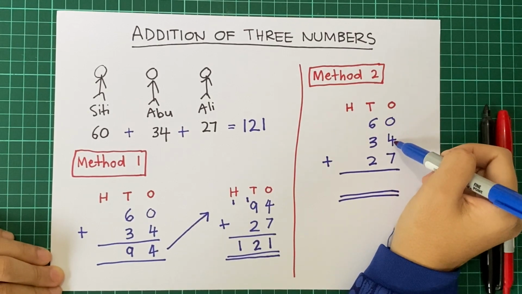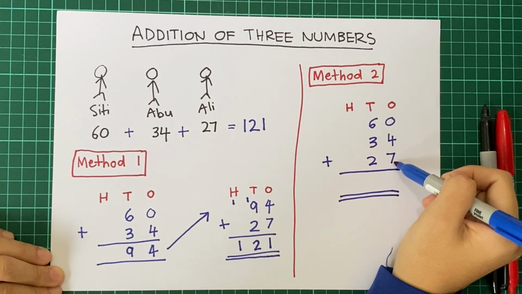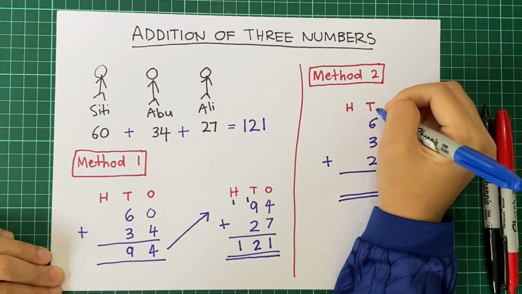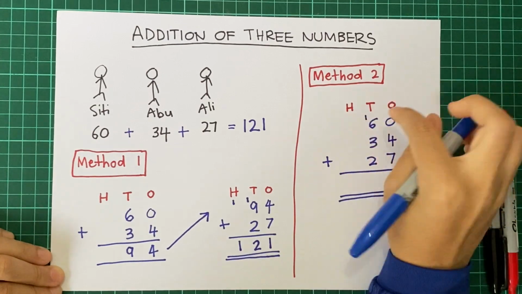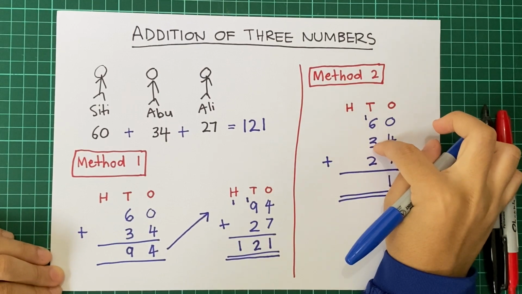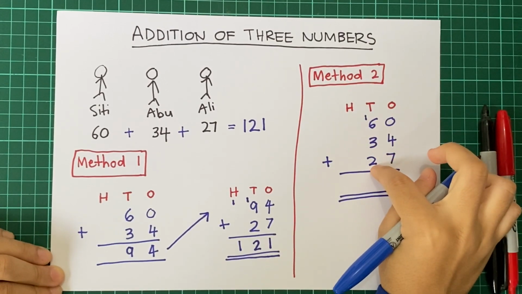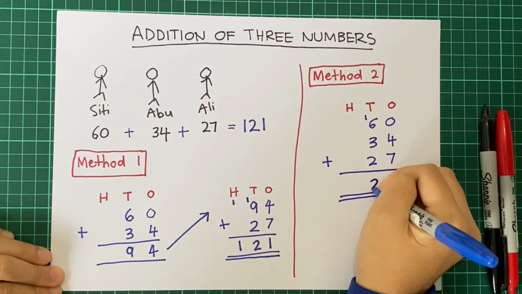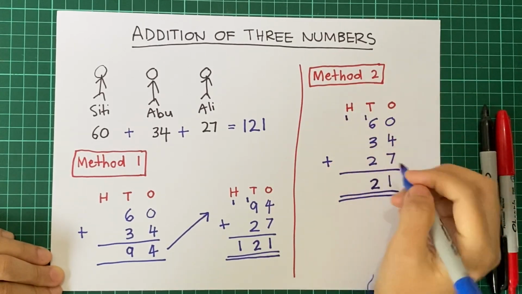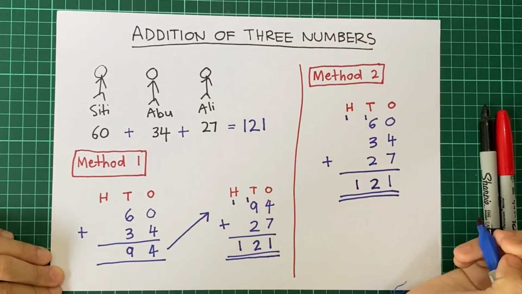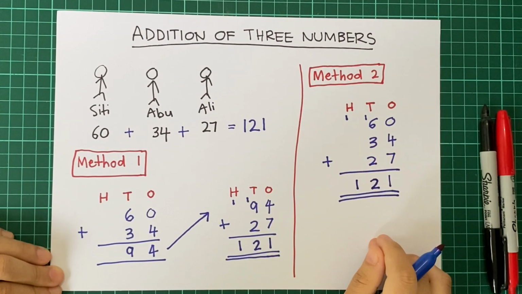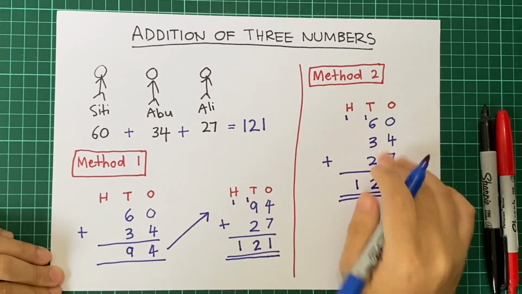0 plus 4, we get 4. And then, plus 7, we get 11. You write down 1 here and bring up the other 1 to the tens. 1 plus 6 is 7, plus 3 is 10. And then you plus 2, you get 12. Write down 2, and then bring up another 1 to the hundreds. 1 plus nothing, you get 1. See, the answer is still 121, even though we use different methods, method 1 and method 2.